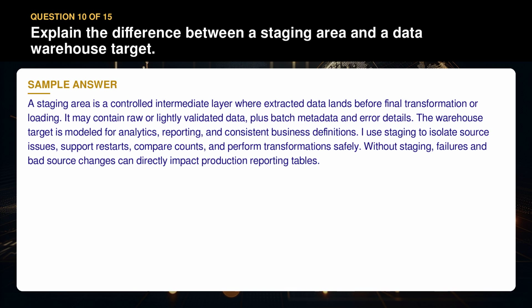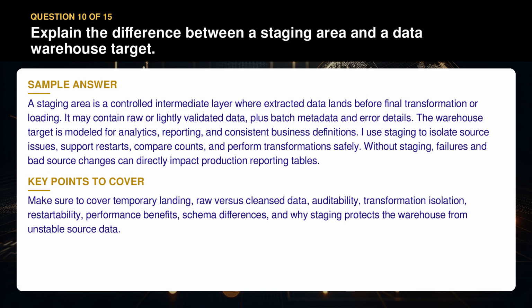Without staging, failures and bad source changes can directly impact production reporting tables. Make sure to cover temporary landing, raw versus cleansed data, auditability, transformation isolation, restartability, performance benefits, schema differences, and why staging protects the warehouse from unstable source data.